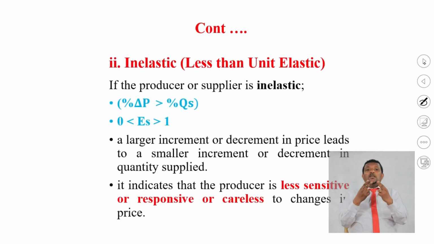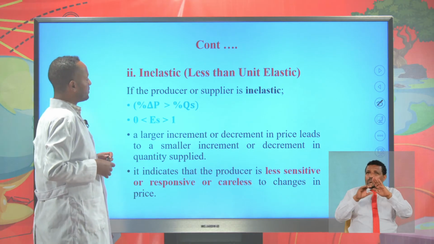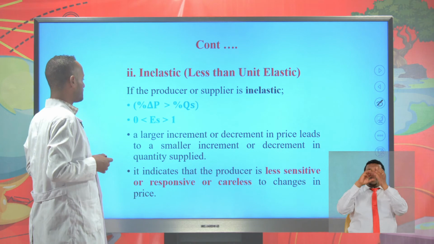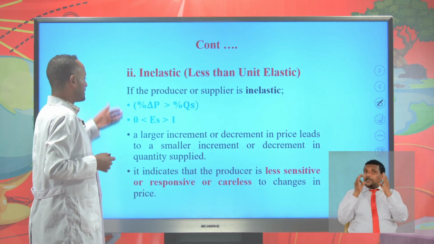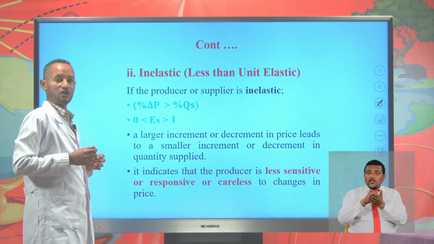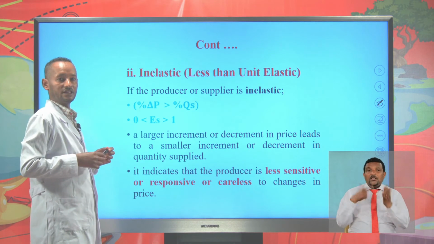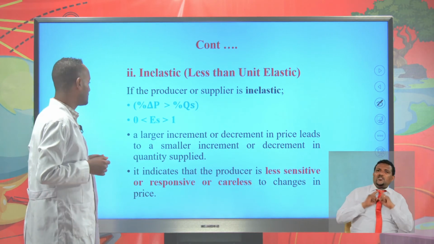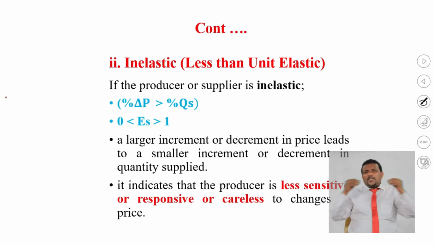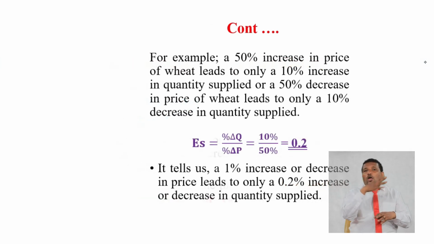Now let's see the inelastic range, also called less than unit elastic. The supplier is said to be inelastic if the percentage change in price is greater than the percentage change in quantity supplied. That means even though there is a higher change in price of a commodity, if the resulting change in quantity supplied is too small, then the supplier is said to be inelastic, indicating that he is less sensitive or less responsive to changes in price of a commodity. Mathematically, after calculating the price elasticity of supply, if you get a value that lies between 0 and 1, then the supplier is said to be inelastic.